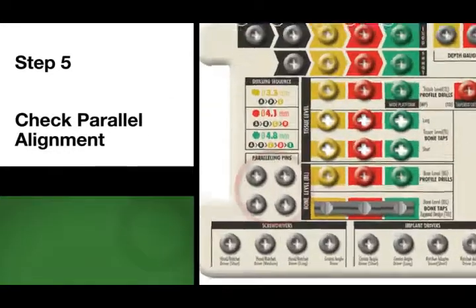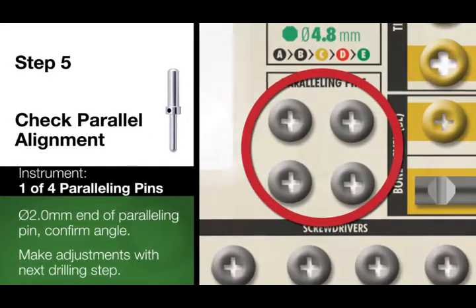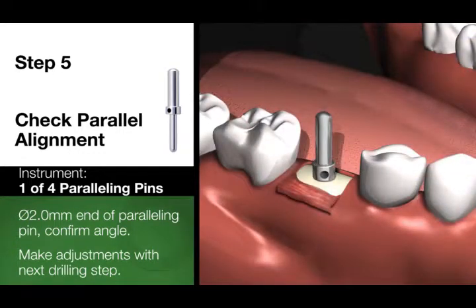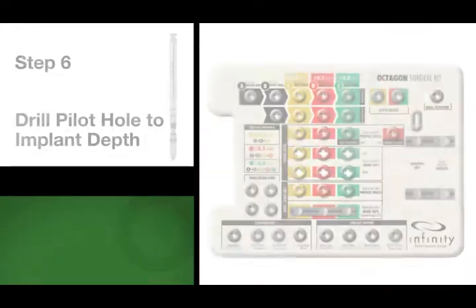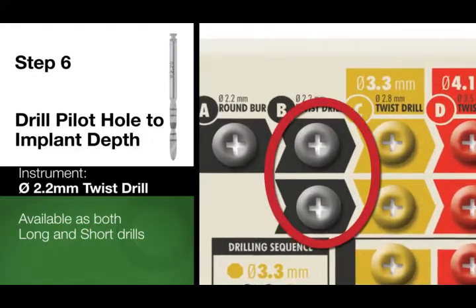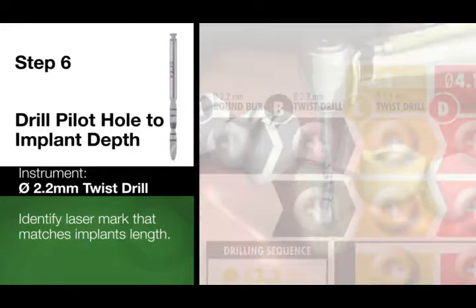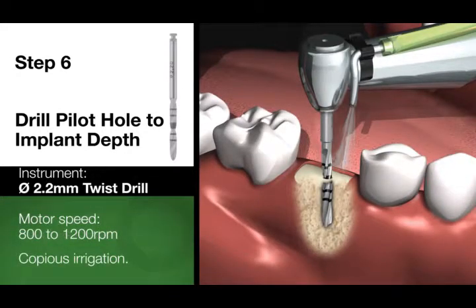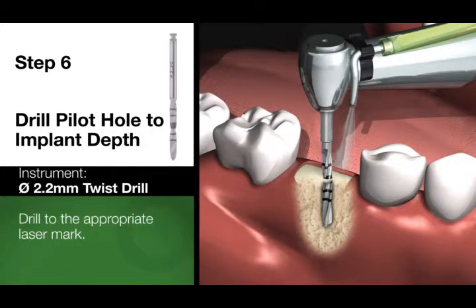Step 5. Check parallel alignment. Confirm the appropriate drill angle using the 2 mm end of the paralleling pin. Osteotomy corrections can be made during the following step. Step 6. Using the 2.2 mm twist drill, identify the laser marking matching the length of the implant you will place. With a motor speed between 800 to 1200 RPM and copious irrigation, drill to the appropriate depth.